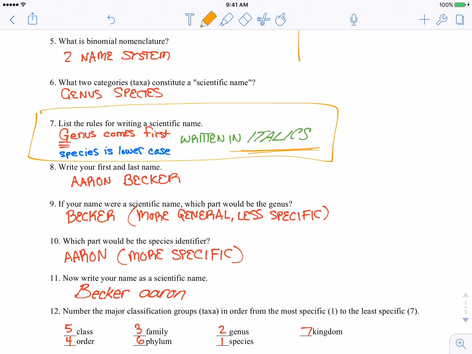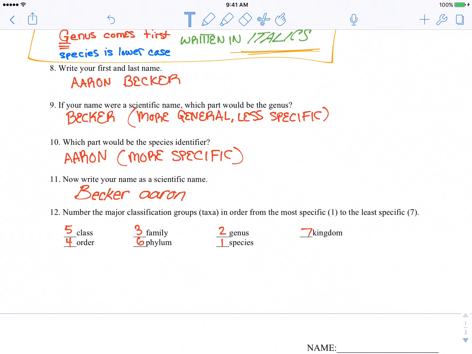So make sure that if you're looking at examples of names, you want the one in italics that has a capital first letter of the first word, which would be the genus, and then the second word has no capital letters in it. That tells you you're looking at the correct format of a scientific name. So again, I have put an example using my name. So you want the less specific group first, which would be the genus, and then the most specific group second, which would be the species.